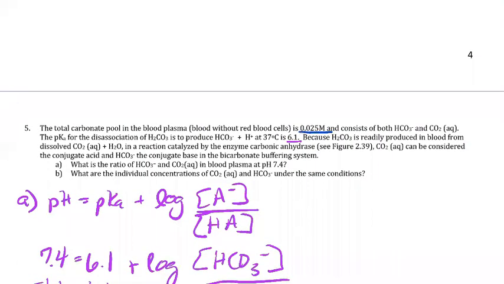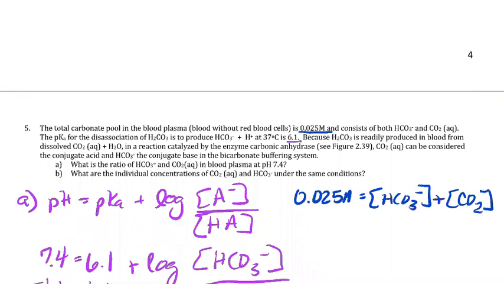This is our total carbonate pool. This is everything that we have. So our total carbonate is 0.025 molar. Well, what's your total carbonate composed of? We have our HCO3 minus, and we have CO2, right? Okay, so what else do we know?